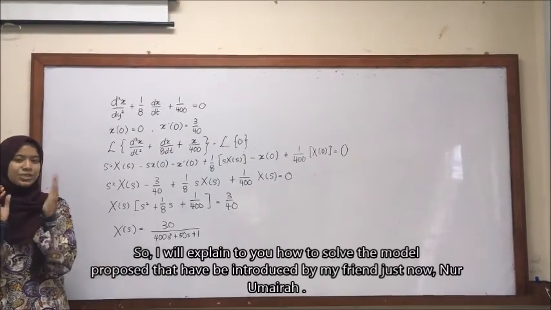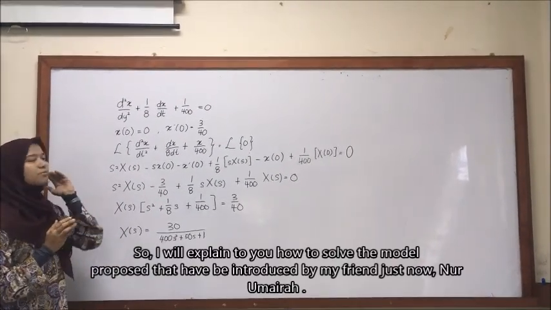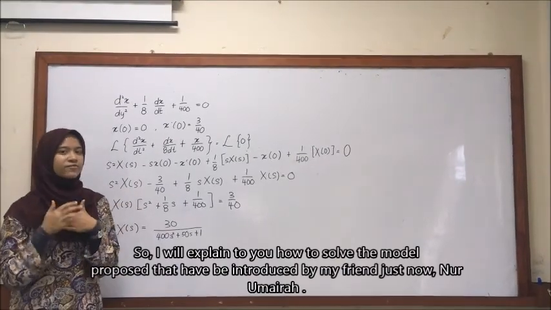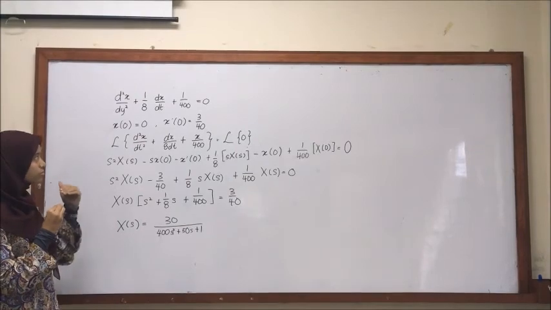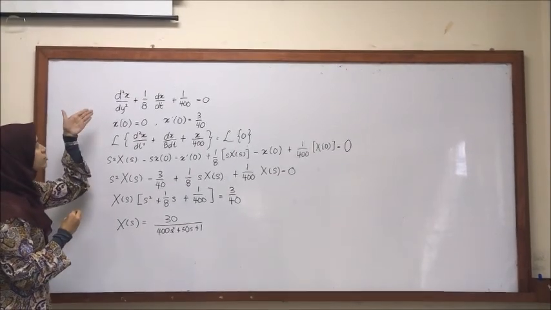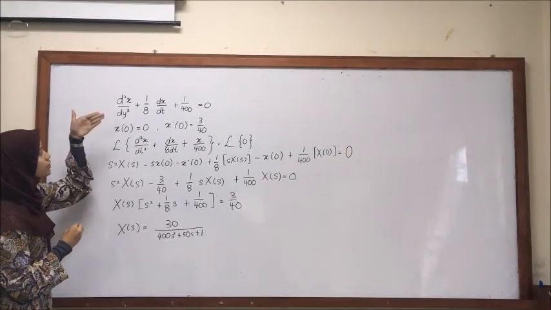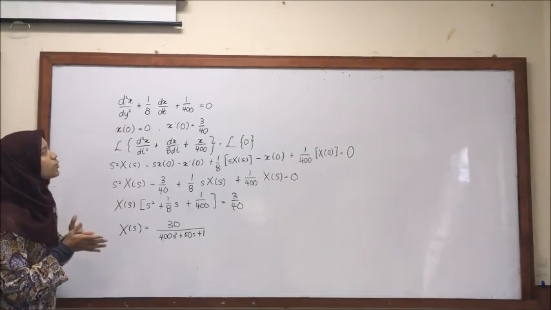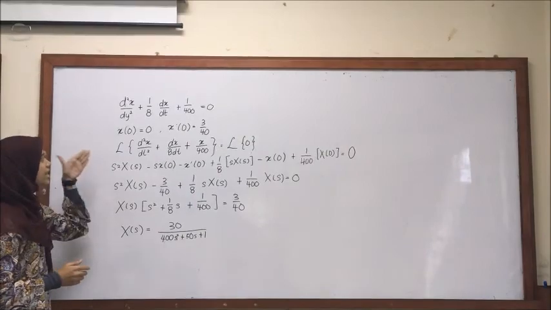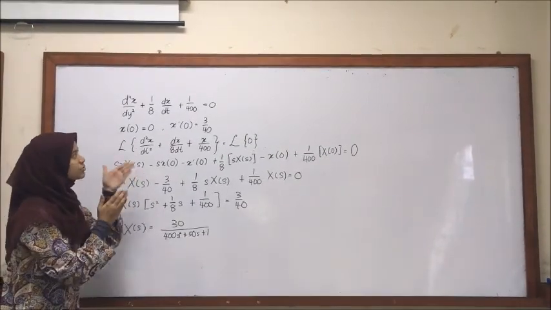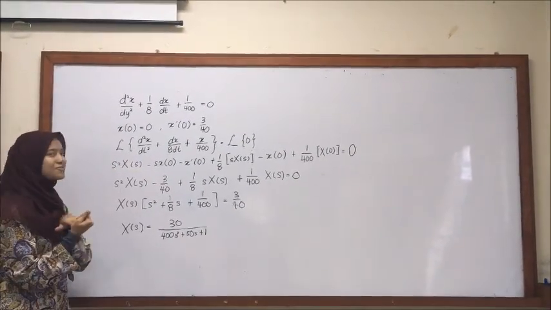So I will explain to you how to solve the model problem that has been introduced by my friend just now, Nurul. The model of our problem is d²x/dt² plus 1/8 dx/dt plus 1/400 x equal to 0, with the initial conditions x(0) equal to 0 and x'(0) equal to 3/40.